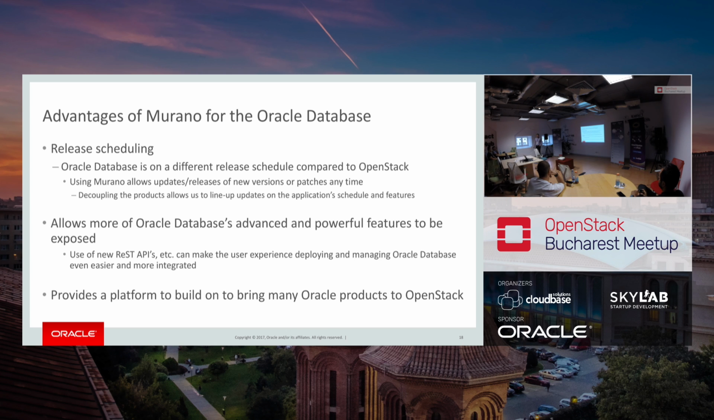Now, there are multiple advantages to why we use Murano and not other OpenStack services. There are some similar ones, but first of all, it lets us decouple the versions. So whenever there is a change in Oracle Database, for example, if there is a specific patch, we can import the new image and still use the same version of OpenStack. So we don't have to wait for the next release of OpenStack to have a change in this database.